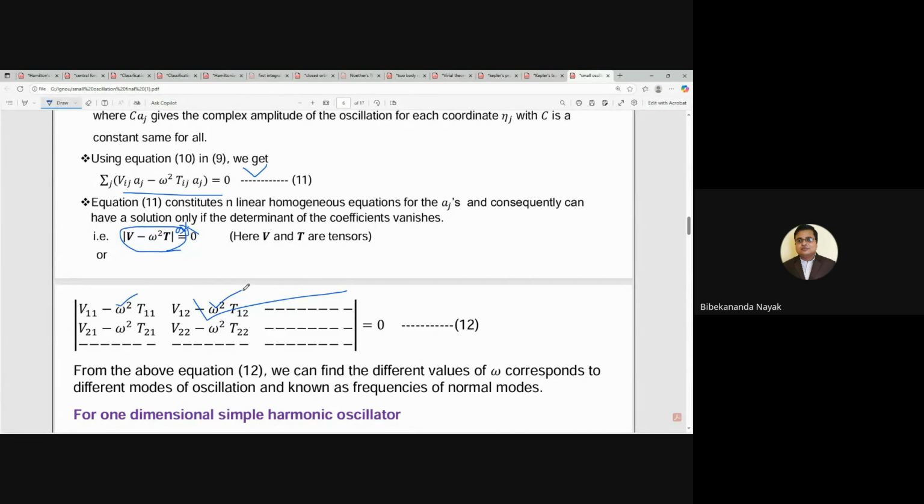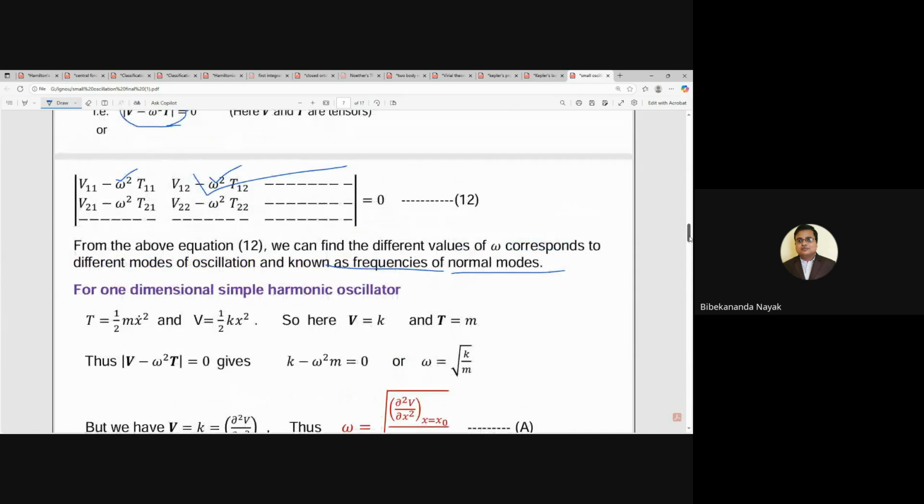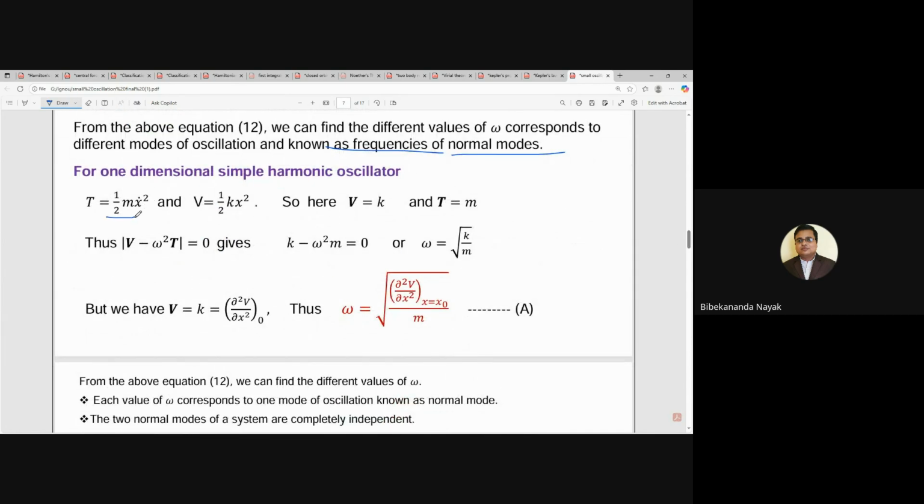How many modes of oscillation? That many omegas. So it is a normal mode and normal frequency. Each mode is known as a normal mode, and this frequency omega is the normal frequency. For one-dimensional motion, which is important in your examination, kinetic energy is half m x dot square and potential energy is half k x square. Comparing this, the T matrix is M and the V matrix is K. So this formula V minus omega square T equals 0 gives K minus omega square M equals 0, or omega is equal to root over K by M.